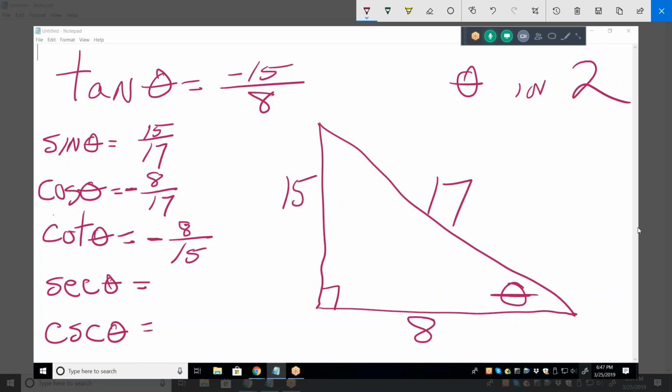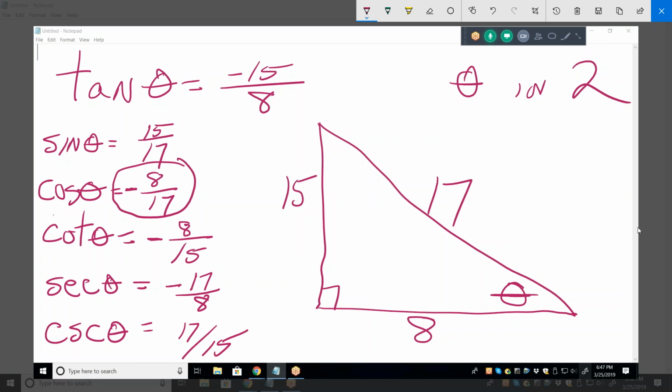So, secant is reciprocal with what? Cosine. So what's the answer? -17 over 8. And cosecant, reciprocal to? Sine, so 17 over 15. There you have it. And that's the way you do every problem like that.